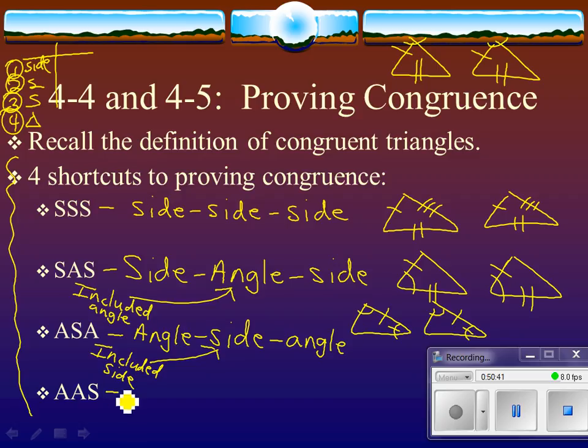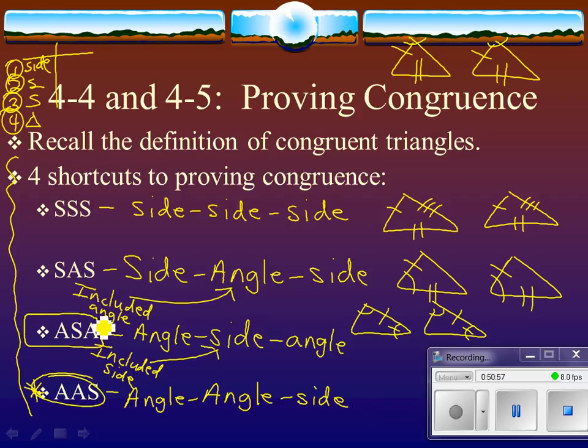What do you think this last one stands for? This is sort of the oddball of the bunch. Angle, angle, side. Angle, angle, side. Now, the reason it's the oddball, this one is sort of the offspring of angle side angle. All right? So it's sort of like angle side angle had a kid, and that's it.